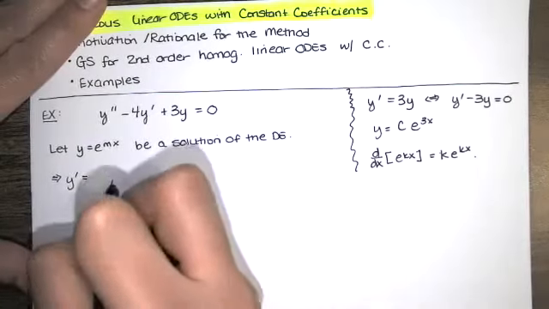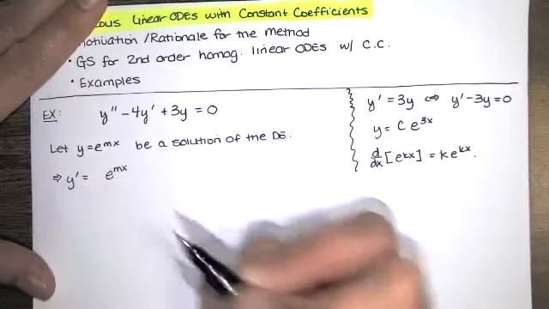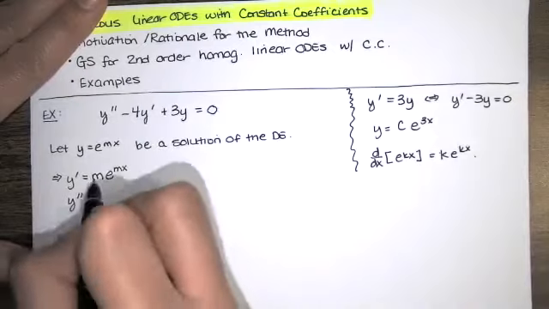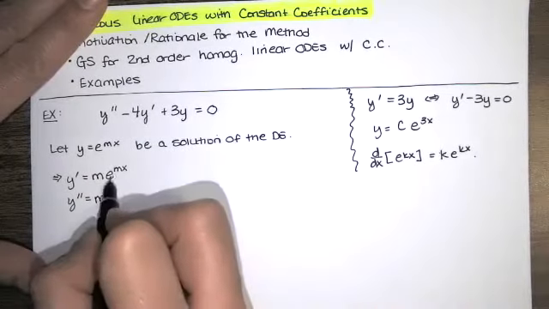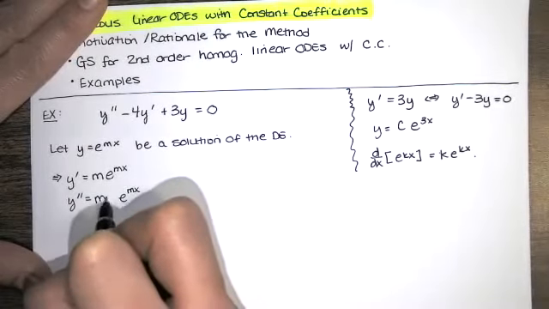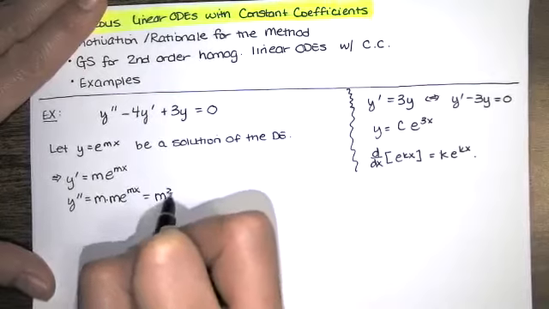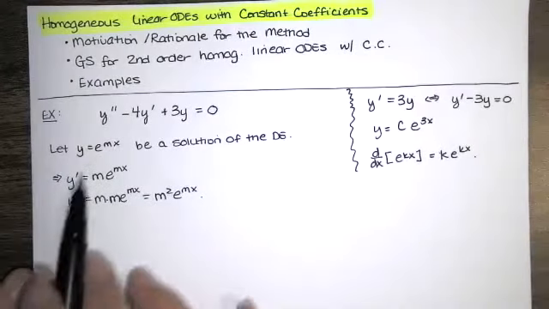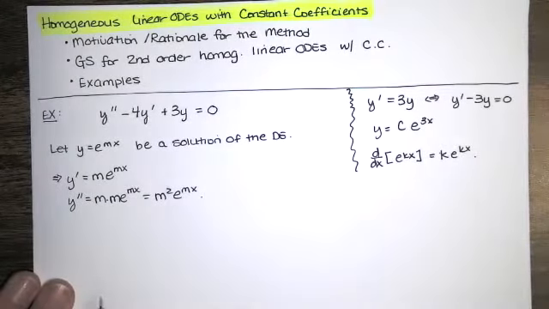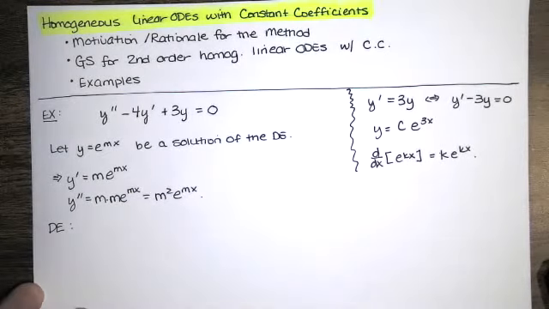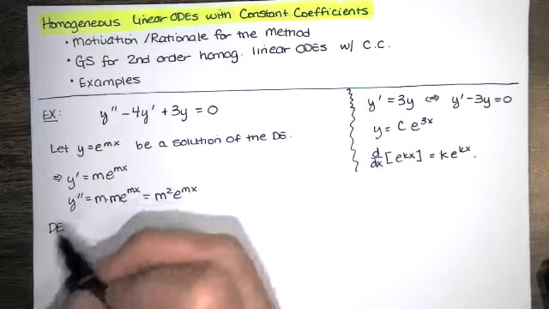The derivative of e to some power is e to that power times the derivative of the inside by the chain rule. And then I bring the constant down, and the derivative of e to some power is e to that power times the derivative of the inside by the chain rule. So that gives us m squared e to the mx for y double prime. Now I want to substitute these into the differential equation in order to get an equation that must be satisfied by that constant m that we're looking for.